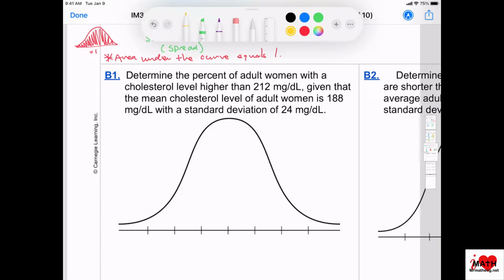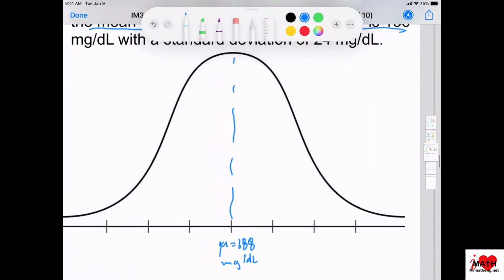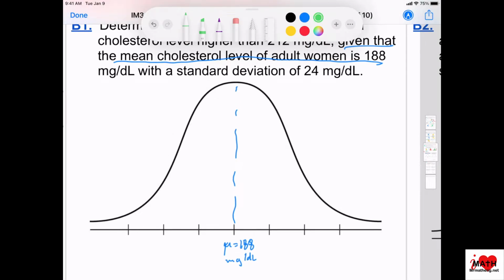Determine the percent of adult women with a cholesterol higher than 212 milligrams per deciliter. So just don't need to know that much. Given that, okay, this is important. Given that the mean cholesterol is 188. So again, the center is 188. You can put the units.